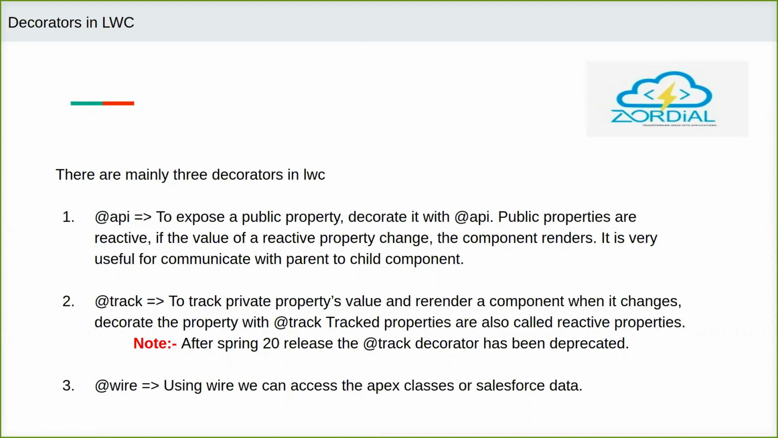So we use it without @track. Track means it can communicate with its own component, not with the other component. So that's why it's a private property. Public means it can communicate with the other component, parent to child. But here it can communicate with its own component. When the value changes, it will automatically update the property.